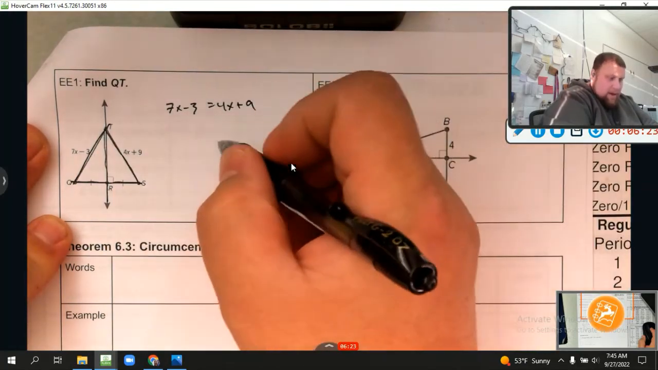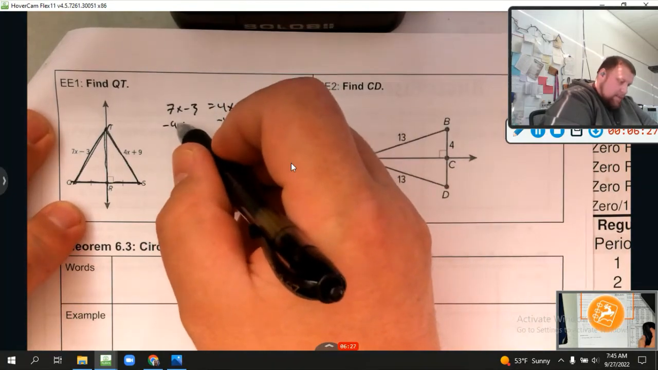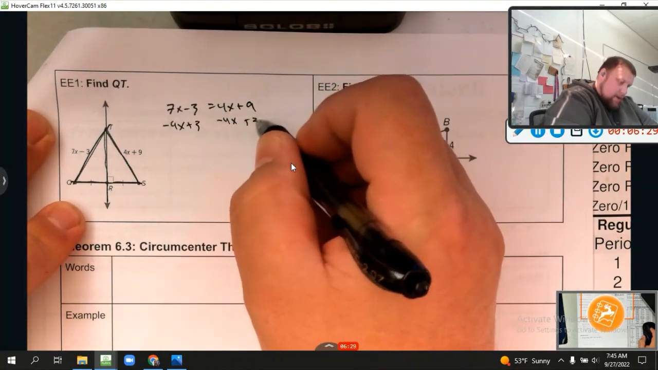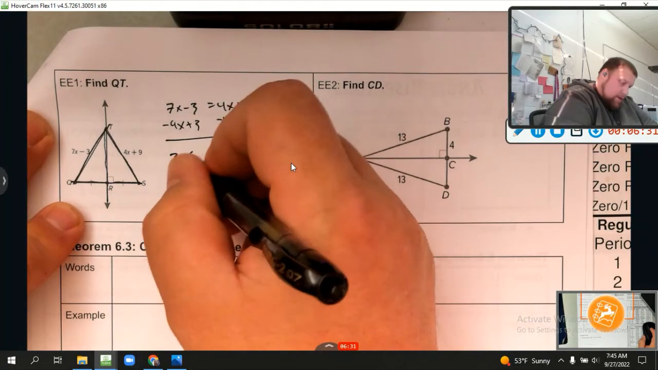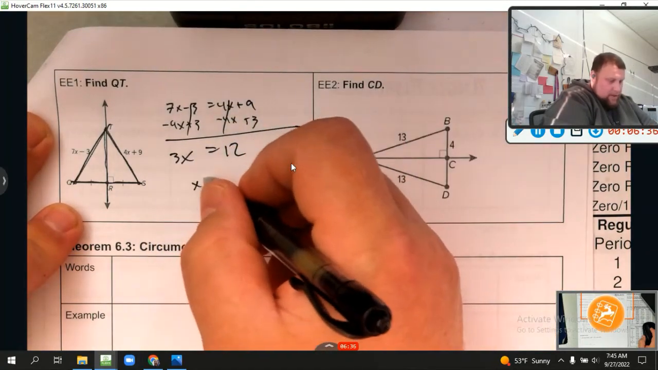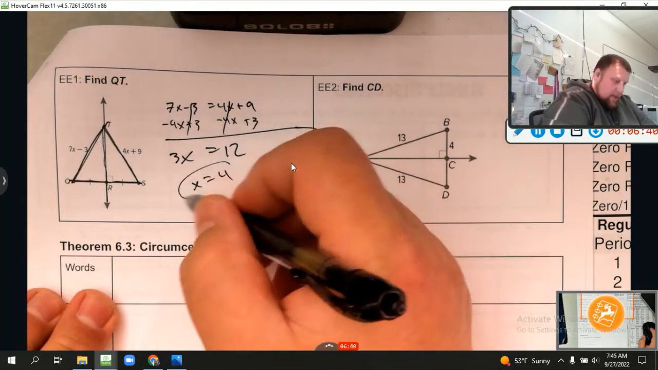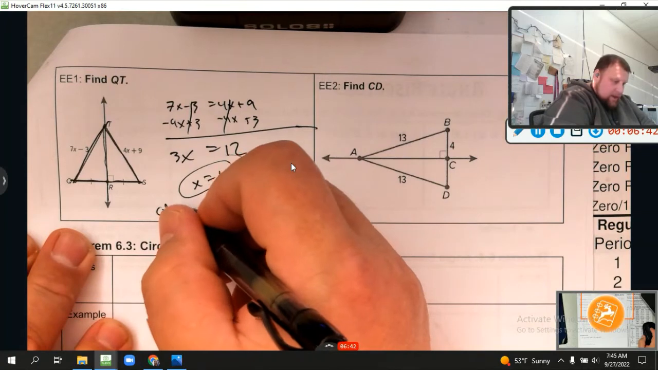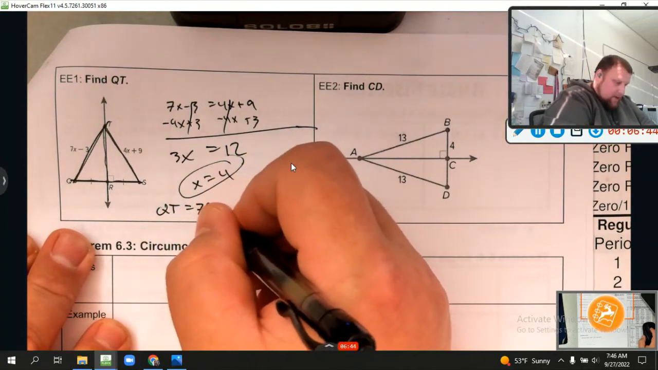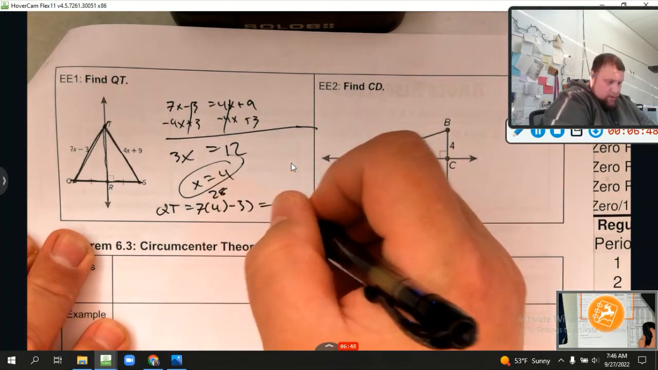Okay? So let's solve. I'm going to subtract 4x. At the same time, I'm going to add 3. And I get that 3x equals 12. Boom. Or x equals 4. We actually want to find QT, so we need to plug that back in. QT is equal to 7 times 4 minus 3, which is 28 minus 3, or 25.